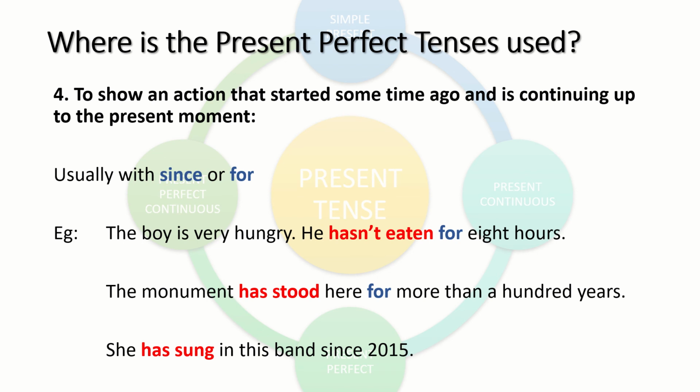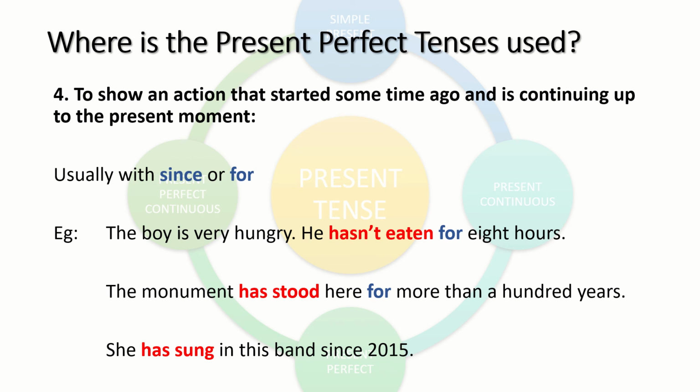And lastly, when we need to show an action that started some time ago and is continuing up to the present moment when we are talking. Then also we use the present perfect tense. And in this case, we use it with since or for. For example, the boy is very hungry. He hasn't eaten for 8 hours. Okay, so for 8 hours he hasn't eaten a scrap of food.